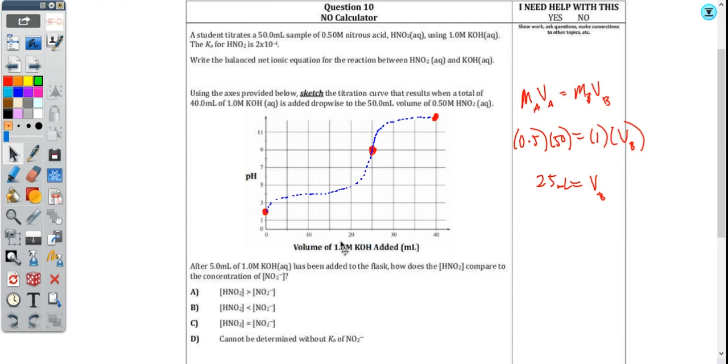So here we go. Here's my curve and the actual question. Again, 5 mL, right? Now, at this point, this is the half equivalence point. We are well before the half equivalence point. So we're going to have more of the weak acid than we do conjugate base.